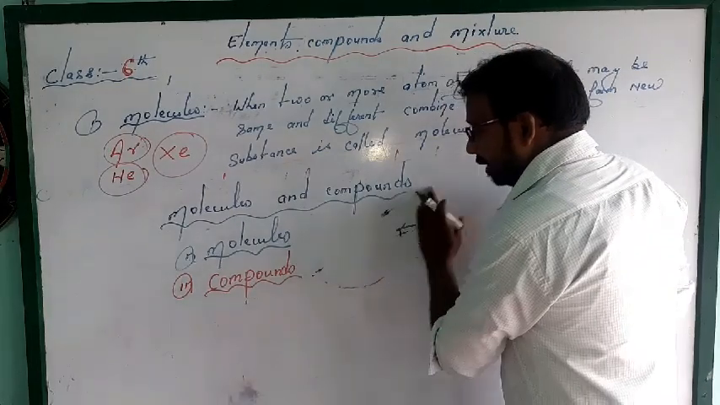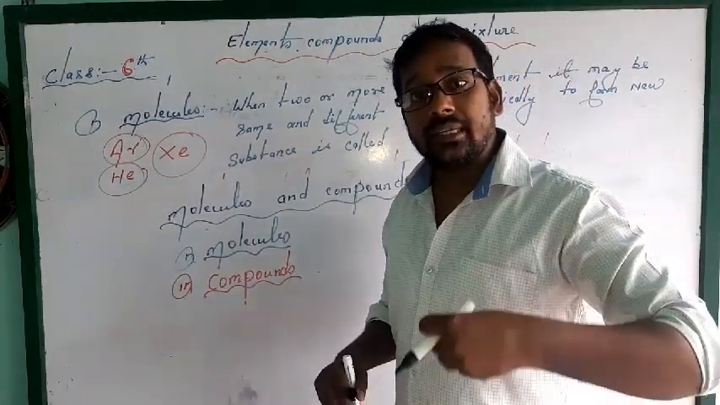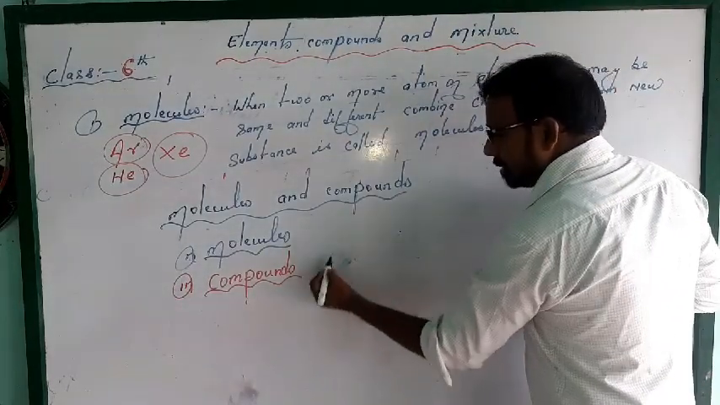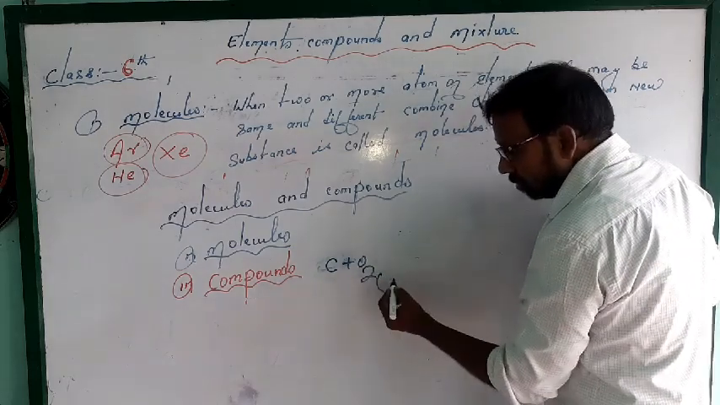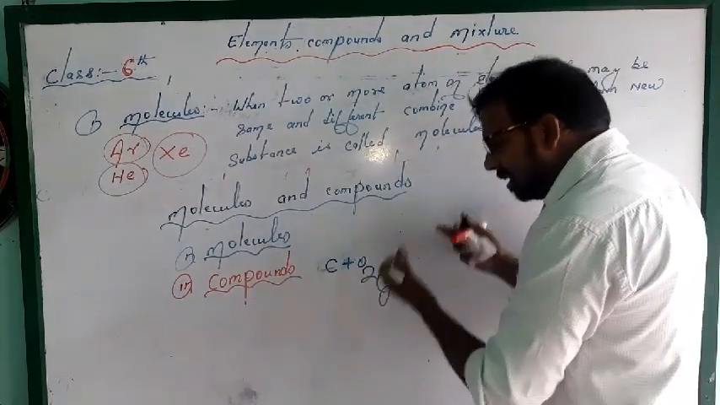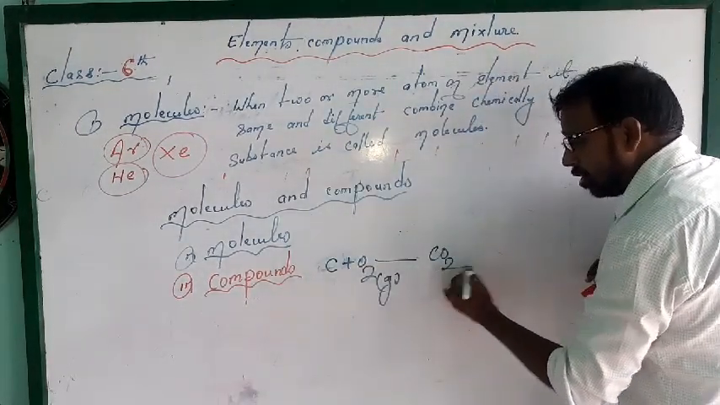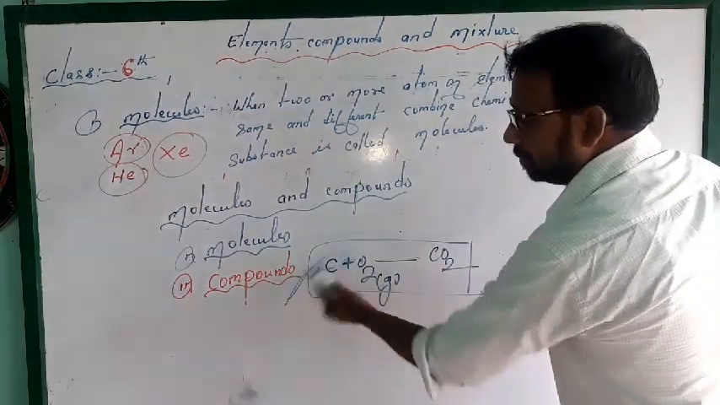Compound means when two and more different elements combine. Suppose carbon and O2. Here O2 is a molecule. Gas is there. It is a molecule. Carbon is a different element, and they combine to form carbon dioxide, and that is the example of compound.